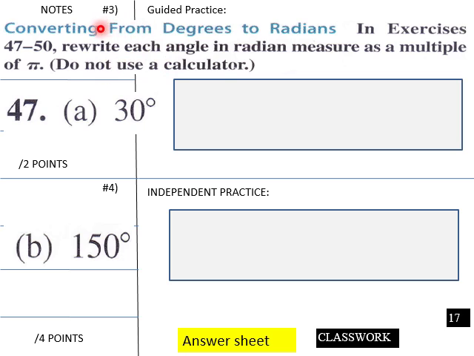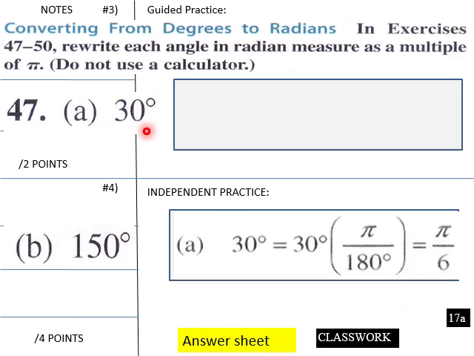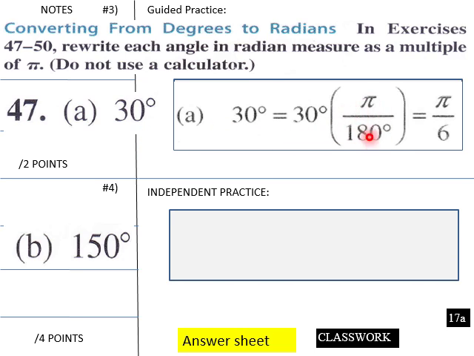Okay, knowing that, and going into our next guided practice, rewrite each angle in radian measure as a multiple of pi, and do not use a calculator. So we have 30, and then we have 150 here. Students, this is yours. So let's do our 30 first. Using our conversion factor, we get pi over 6, because this will cancel out to 6 and 1. So 30 degrees will be pi over 6 in radian measure.